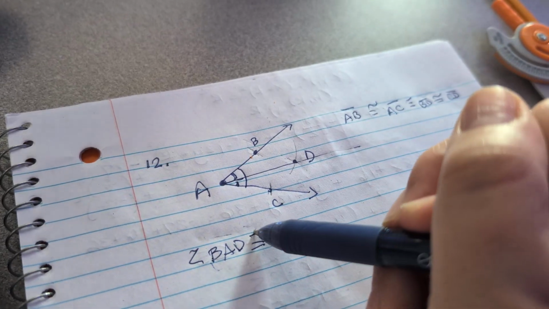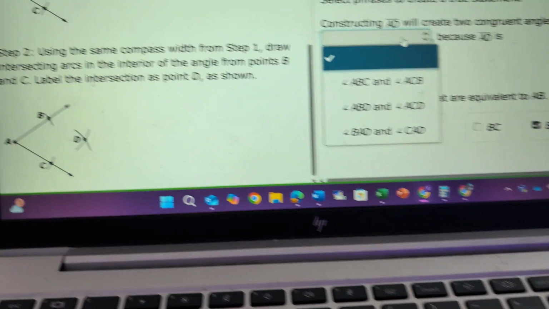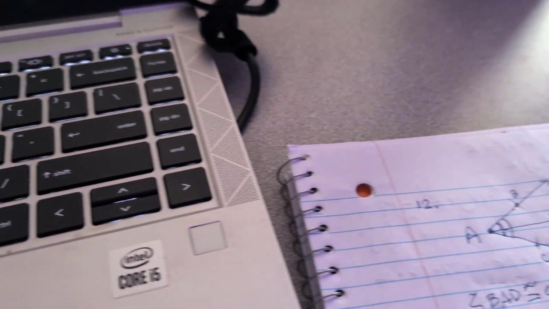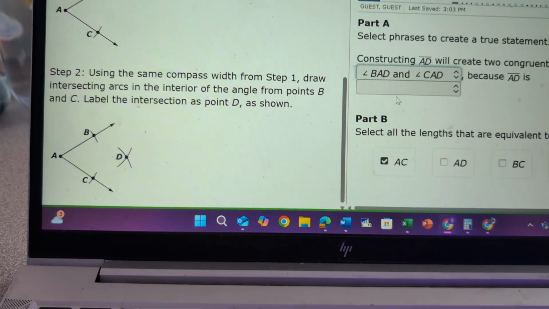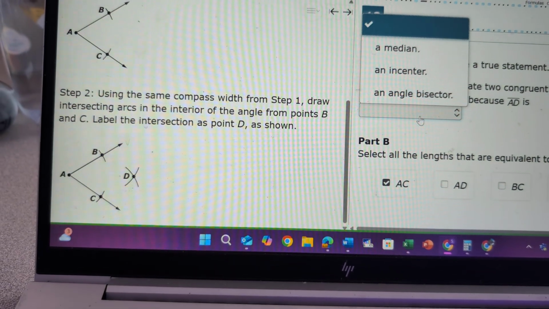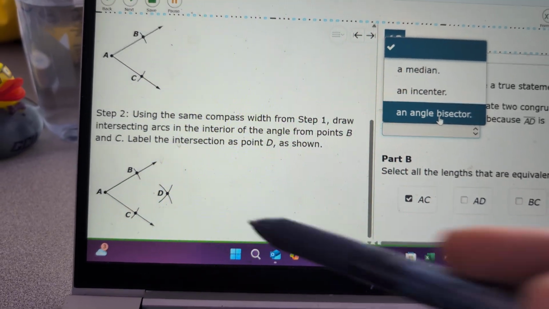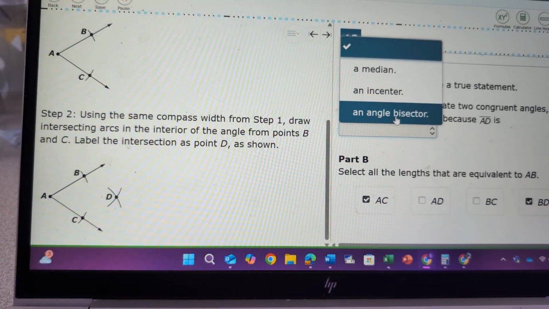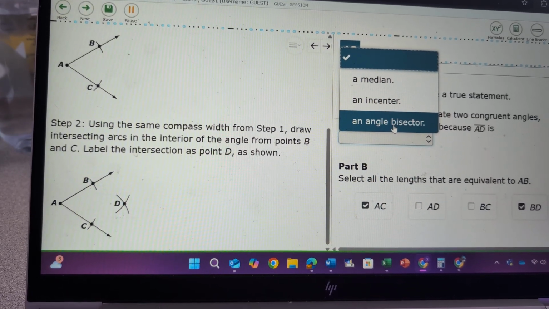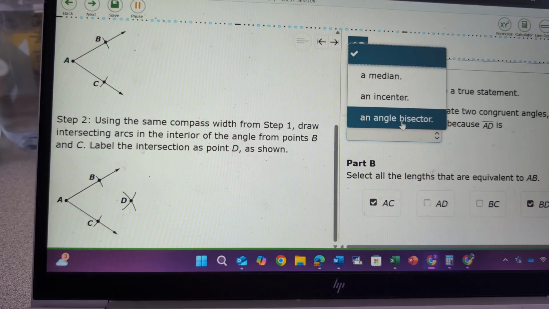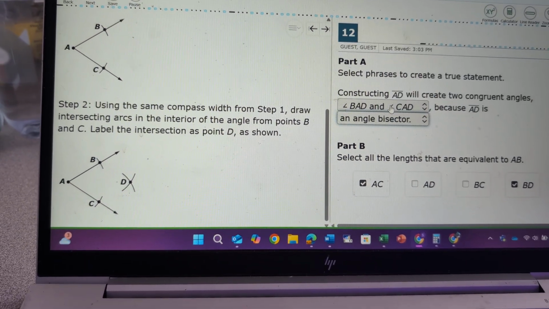And that's congruent because it's a bisector to CAD. So BAD and CAD, right, are the two angles we made by bisecting. Because AD is an angle bisector. Now, if you weren't sure, you could look, okay, median. That's not a median. It doesn't even make sense, right? And incenter. Well, are we looking at circles? Are we inscribing anything? No. So it must be an angle bisector, okay?